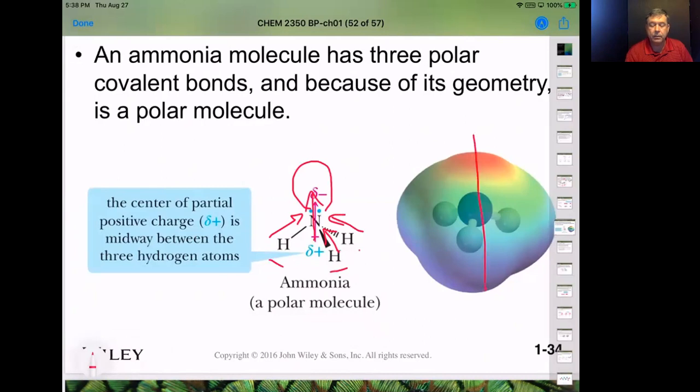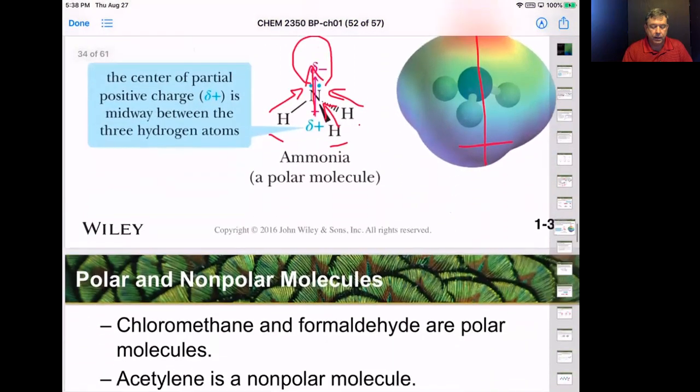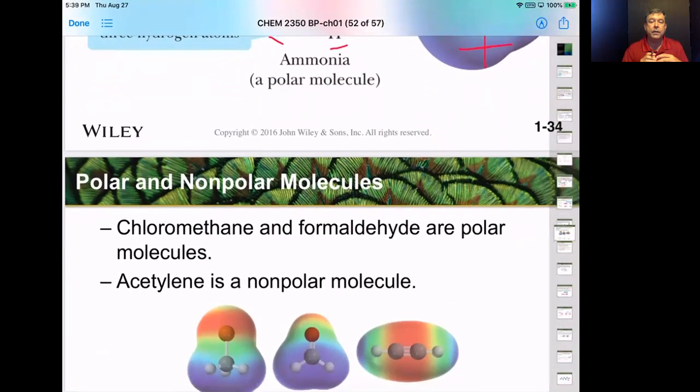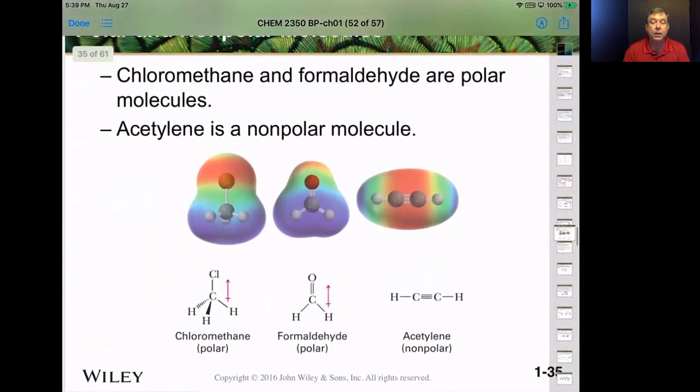So we have a net polar molecule because those three polar bonds all end up going a little bit in the same direction, and we have a polar molecule. Okay, all right. So that means we can do this with any and every molecule that we have. All we have to do is figure out where those electron regions are and which direction the polar bonds are pulling.